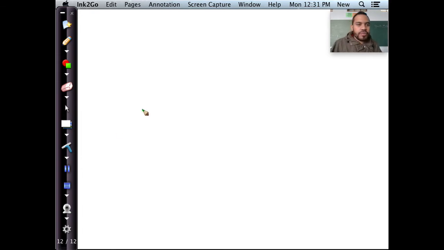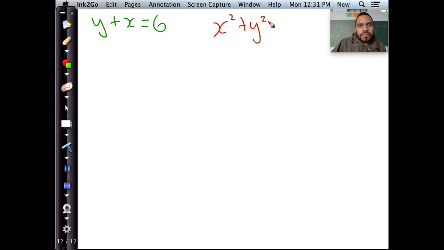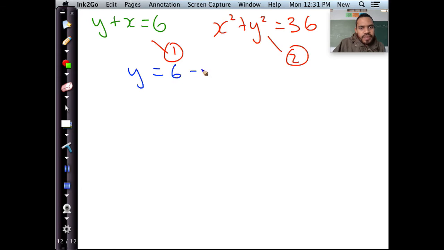Okay. The first equation was what? Y plus x equals 6. And the second equation was what? X squared plus y squared equals 36. Right. So this is my equation 1 and this is my equation 2. Do you agree with me? Yeah. So let's turn the other one into something that has y equals 6 minus x. And as you can see clearly, that's a straight line. Both of these are equivalent. They are the same thing, right?